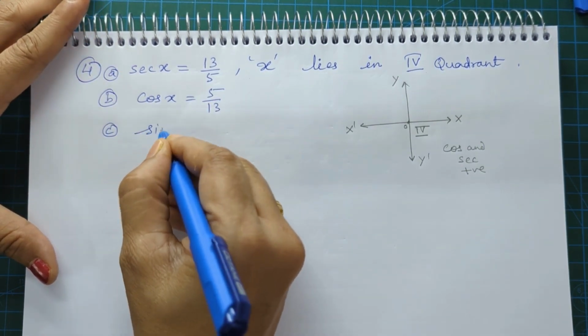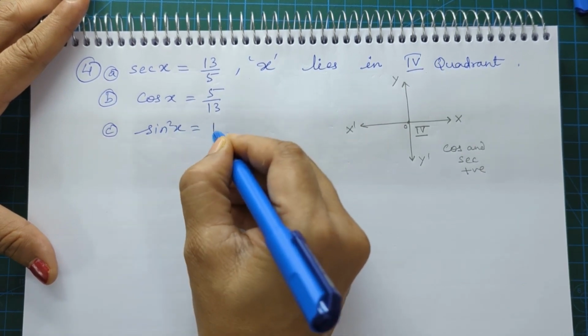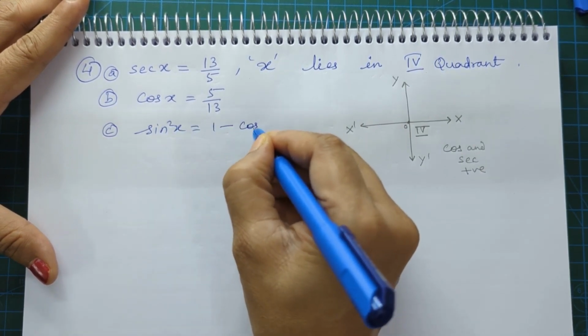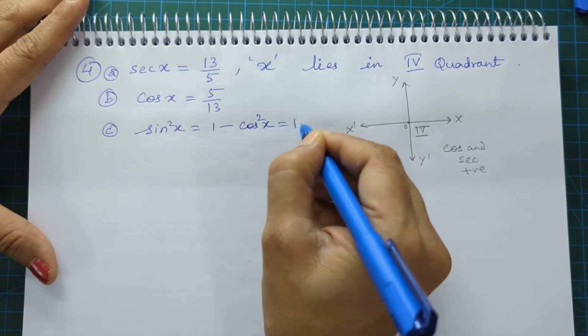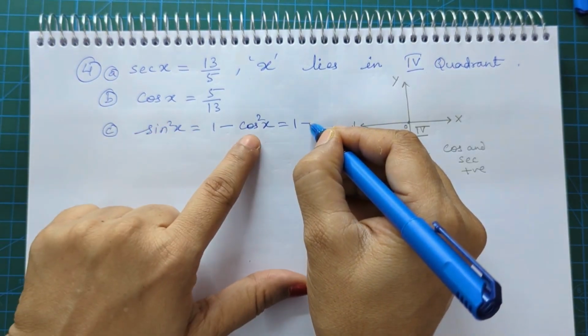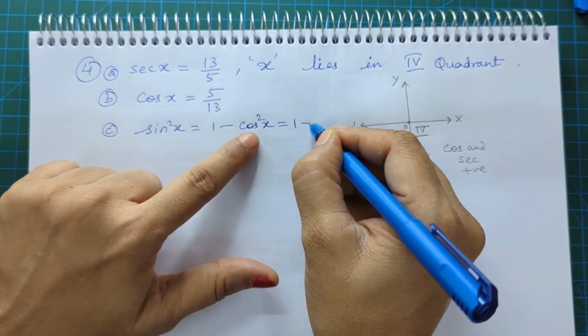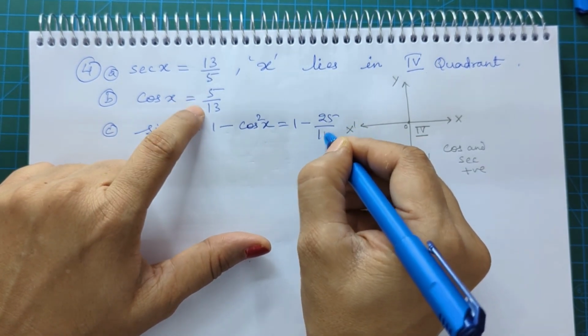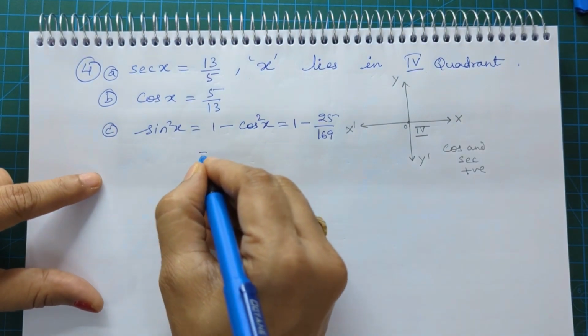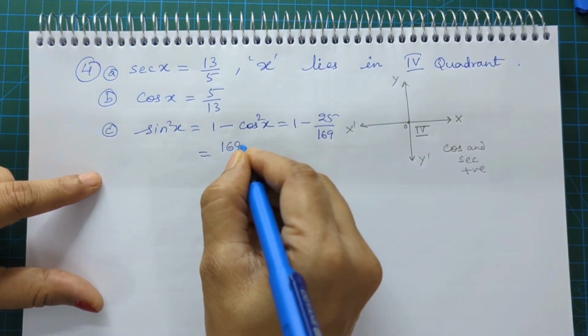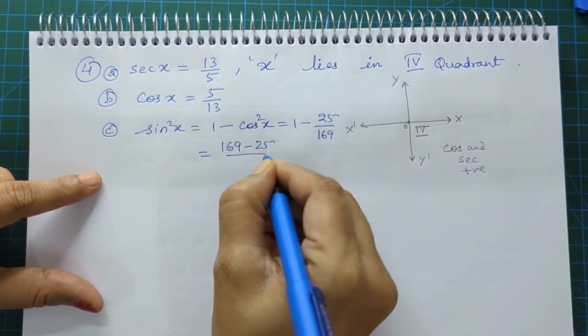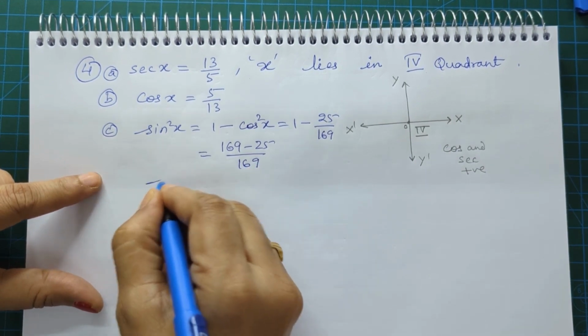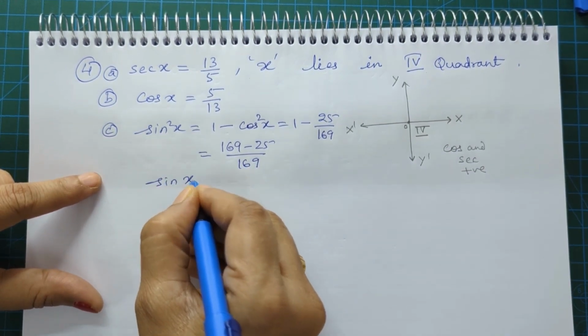So sine square x using fundamental trigonometric identity is 1 minus cos square x. So 1 minus cos square. Cos x is 5 by 13. So cos square is going to be 25, 5 square is 25 upon 13 square, means 169. So LCM of this, 169 minus 25 by 169. So what is sine square x?